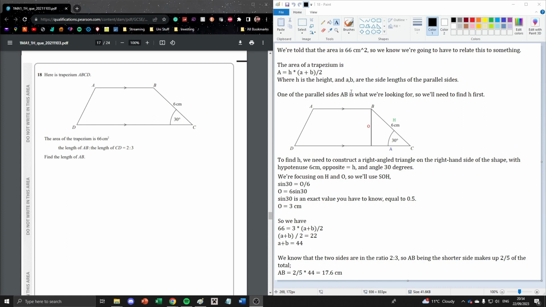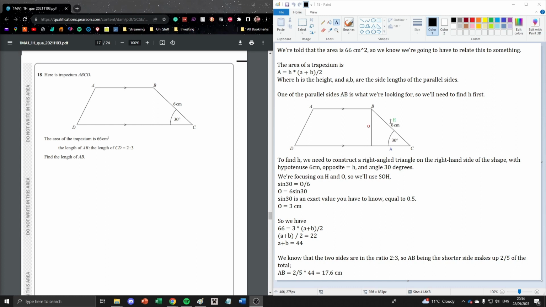So remember, obviously, the area of a trapezium is the height times a plus b divided by 2, where a and b are these variable but parallel sides. So first of all, we need to work out the height. So we're going to form a triangle here, going vertically down from B, and that opposite length is going to be our height, and obviously our hypotenuse is 6 that we already know. Obviously that's around the angle 30.